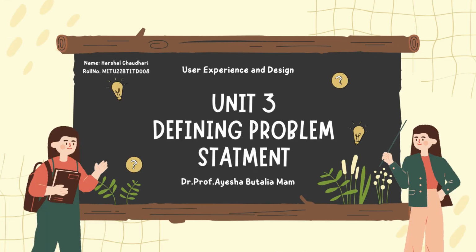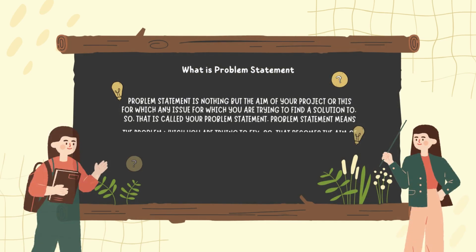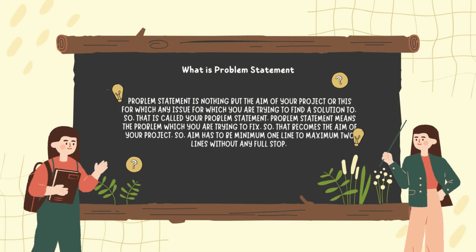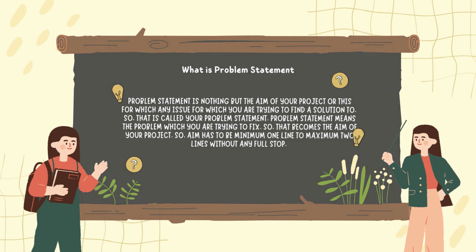Our today's topic is Unit 3, Defining Problem, which is the last topic of Unit 3. Initially we had discussed that the problem statement is nothing but the aim of your project, the issue for which you are trying to find a solution. So that is called your problem statement. Problem statement means the problem which you are trying to fix. So that becomes the aim of your project. The aim has to be minimum 1 line to maximum 2 lines without any full stop.